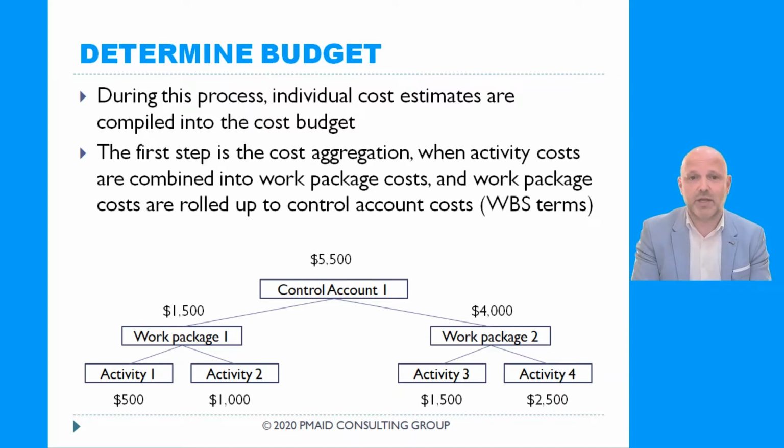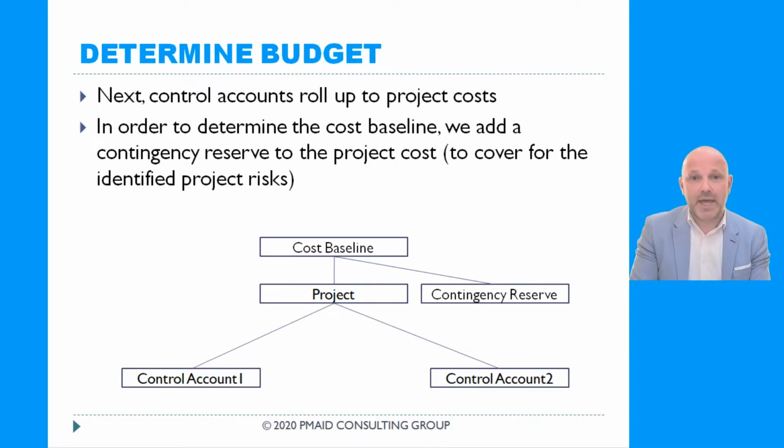So the control account 1 will have the cost of $5,500. Next, control accounts roll up to project costs. Let's have a look. Control account 1 with the cost of $5,500 and control account 2 with the cost of $9,500. We put them together and our project cost is $15,000. What do we do next?